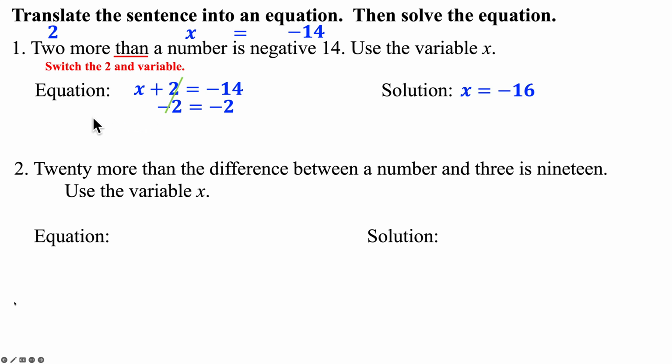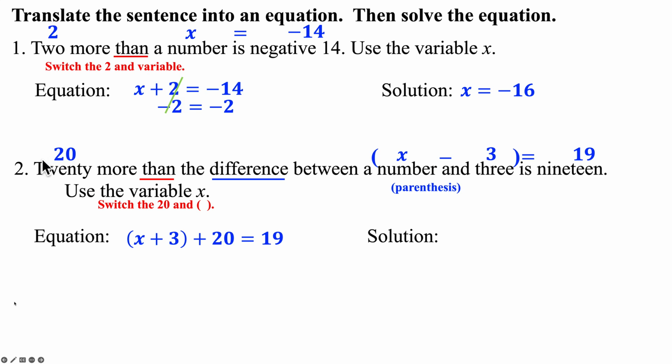Number 2, 20 more than the difference between a number and 3 is 19. Use the variable x. All right, so where you see the word number, we're going to put an x. 20 more than the difference, key word. Once you have the difference, we need parentheses. Between what? A number, x, and 3 is 19. Now again, we have 20 over here, but here's this more than, which means we have to switch the x minus 3 in parentheses and the 20 around. So that's what the equation looks like. Now we can go solve it.